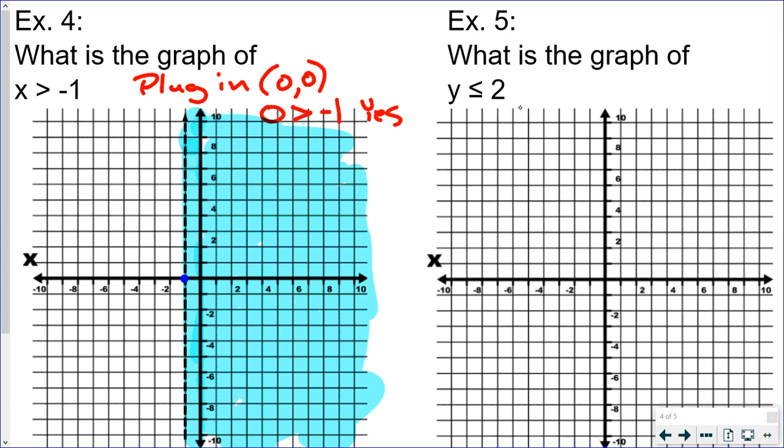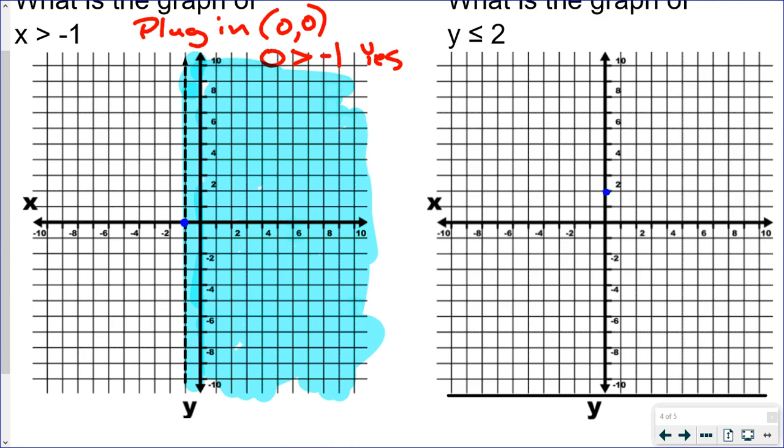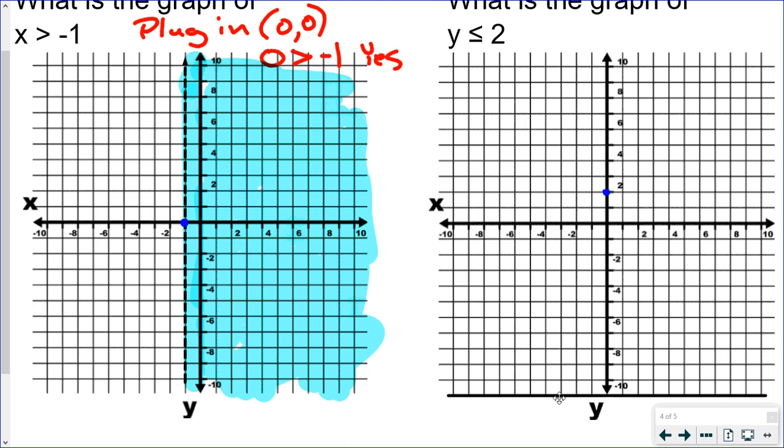So y less than or equal to 2, that's a horizontal line going through 2 on the y-axis. Again, I think I cheated. I did. Down here, that's not what I meant to do. So it's a horizontal line going through 2 on the y-axis.